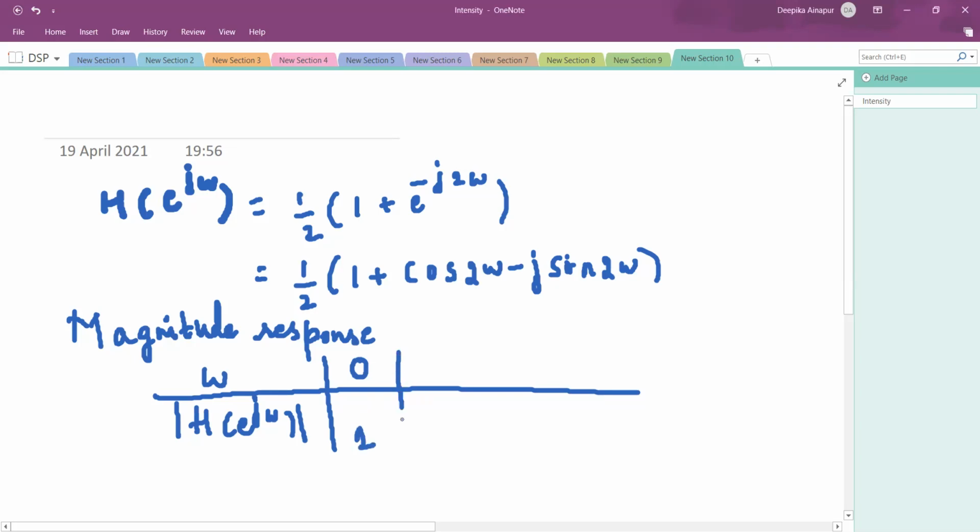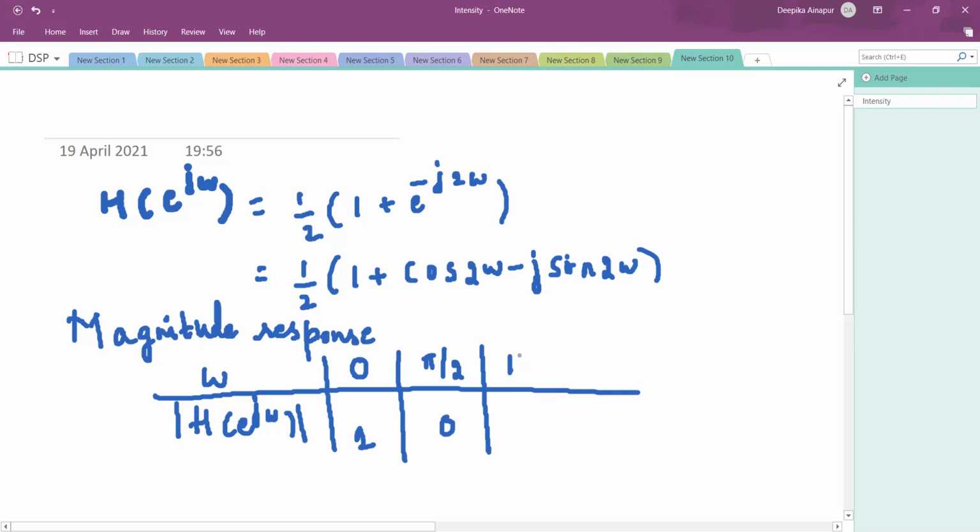In the same manner, you can substitute different values. When I substitute pi by 2, that is 90 degrees, the cos part will become 0, and sine pi by 2 will be 1. So 1 into anything is again 1. So 1 minus 1, 0. When I substitute omega is equal to pi by 2, I'll be getting 0.